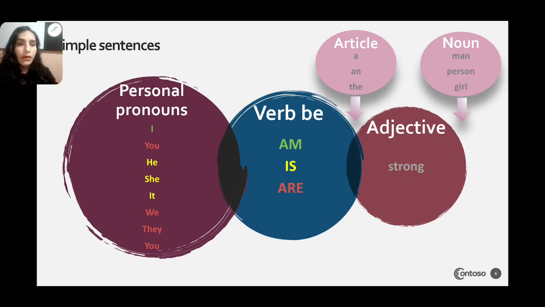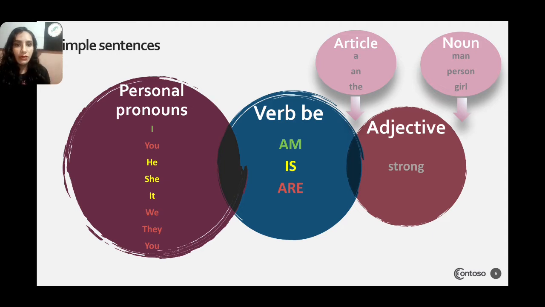Okay, so we're going to use the same sentence to conjugate with all the personal pronouns. Number 1, I am strong. You are strong. He is strong. She is strong. It is strong. We are strong. They are strong.